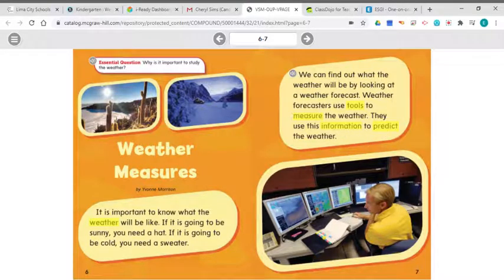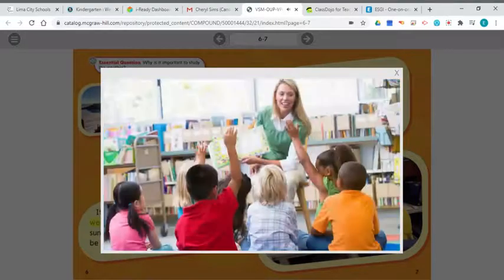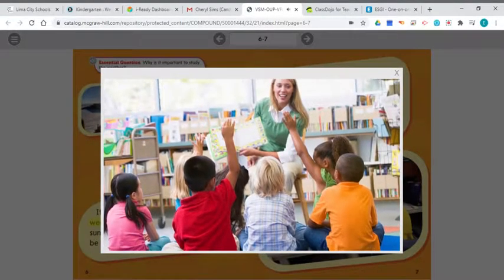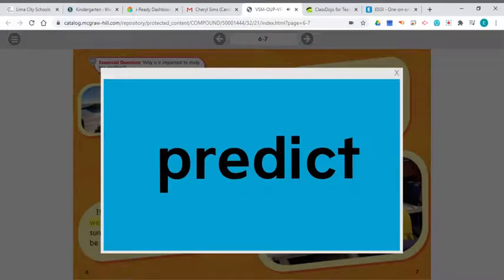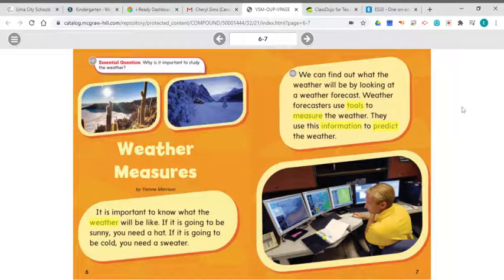Predict is our last vocabulary word that we're going to take a look at. Predict means to tell beforehand. Joe will predict the end of the book. He will guess the end. Predict. Good job.